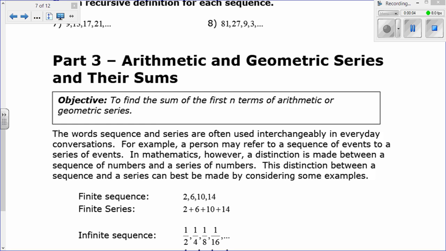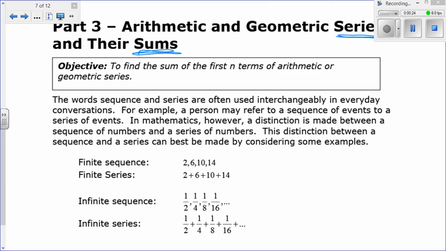Hi, and welcome to Sequences and Series Part 3, or Day 3. Today we are going to talk about arithmetic and geometric series instead of a sequence, and their sums. So the objective is to find the sum of the first n terms of an arithmetic or geometric series.